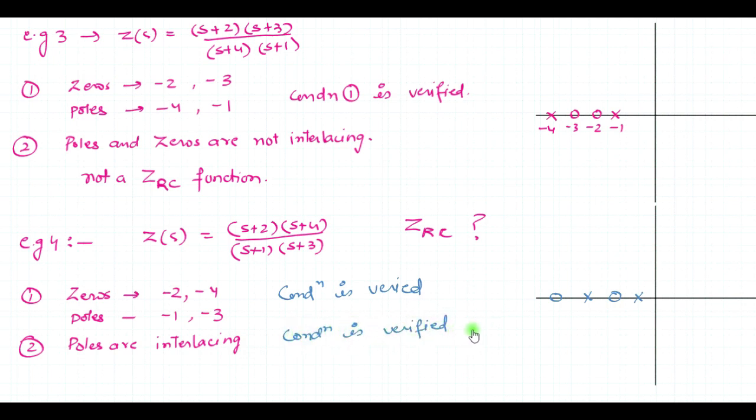Now I will check the condition number 3, which says the singularity nearer to the origin must be a pole, and as we can see we have this origin, and the singularity nearer to this origin is a pole, so I will say the condition number 3 is also verified.